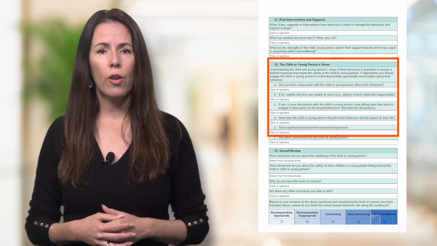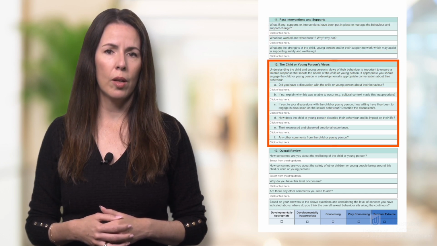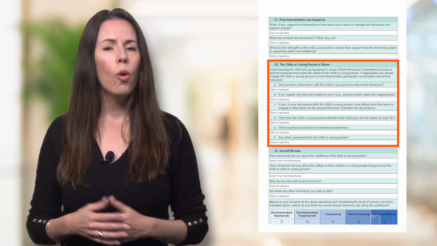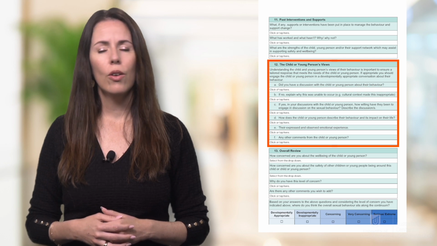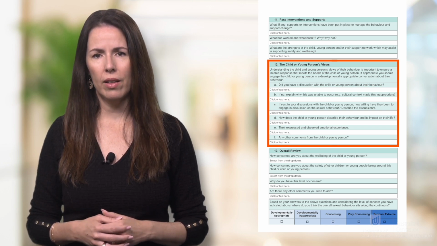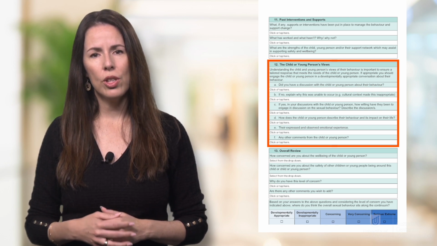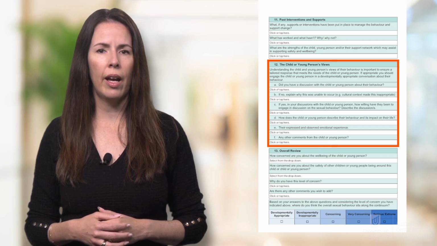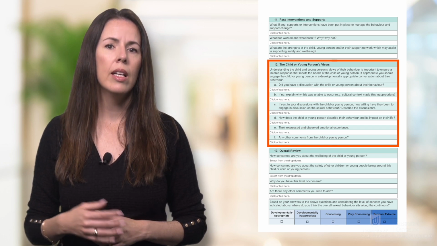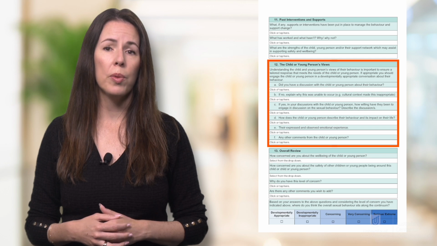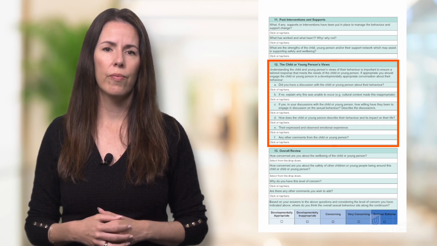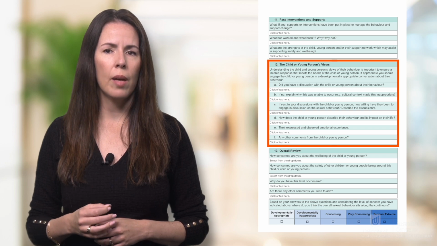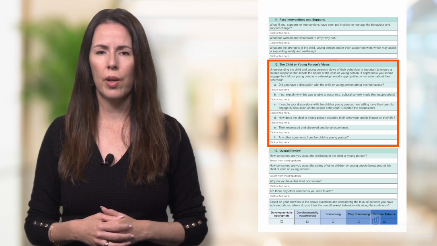Now in section 12, we shift to examining the child or young person's own perspective. What are their views on the behaviour? Are they open to talking about it, or do they avoid the situation altogether? You'll answer 4 questions that capture how comfortable and engaged the child or young person is in discussing their actions and what perceptions they hold about the behaviours and the impact on their life. This is a critical step to include the voice of the child or young person.